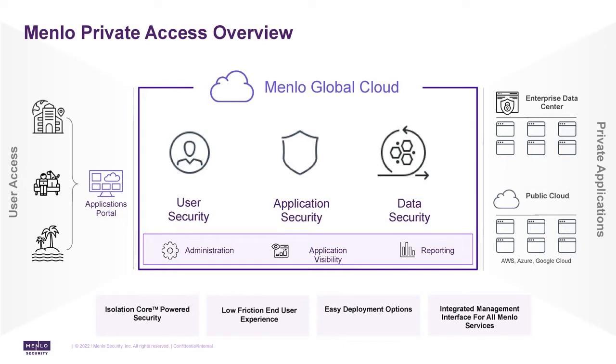We'll talk about how that can help you with some of these other slides I'm showing here, but it does differentiate us in that all communication and traffic flows through that isolation core. So we can do really cool security controls around that other vendors might not be able to do. Also, a very low friction end user experience. So it's very easy to onboard your users.